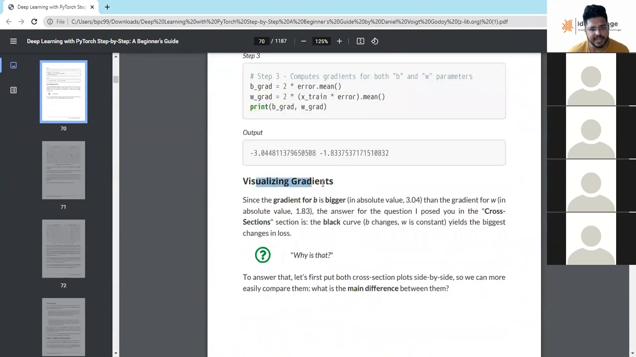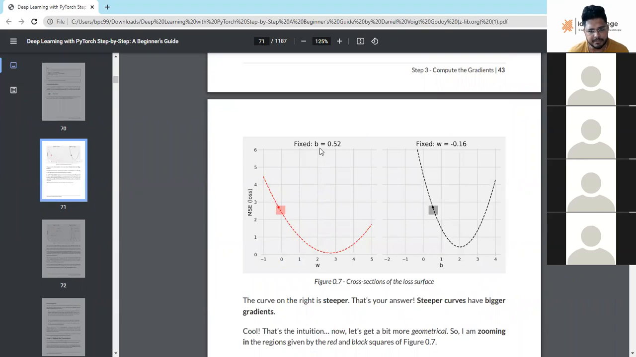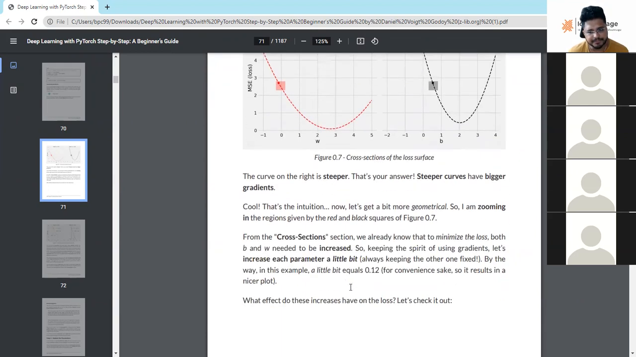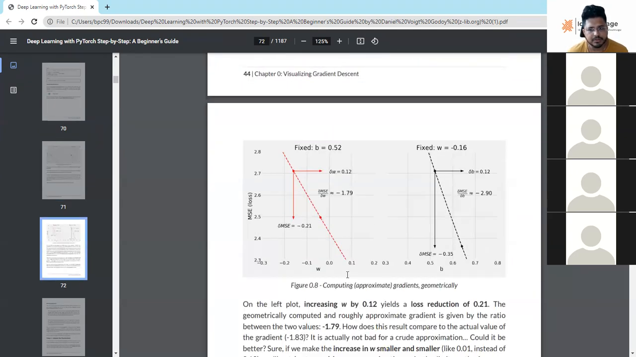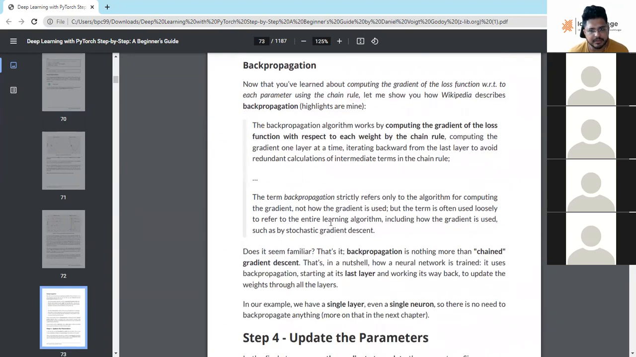So visualizing the gradients, you can also visualize the gradients. Okay. So this is keeping B fixed, this is the gradient of W. Keeping W fixed, this is the gradient of B. So B is steeper and W is less steep. So B will reach the minima faster than W. Okay. This is also just showing how the calculation is done. Now, whatever you said, that this is the back propagation, it is described here.